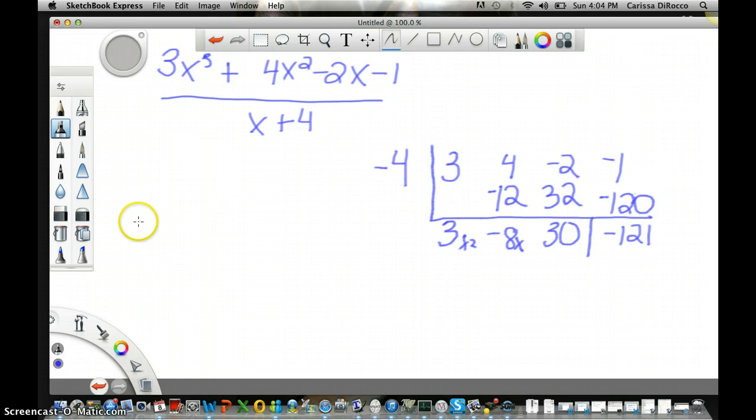So our answer is 3x squared minus 8x plus 30 with a remainder of negative 121 over what we divided by, x plus 4.